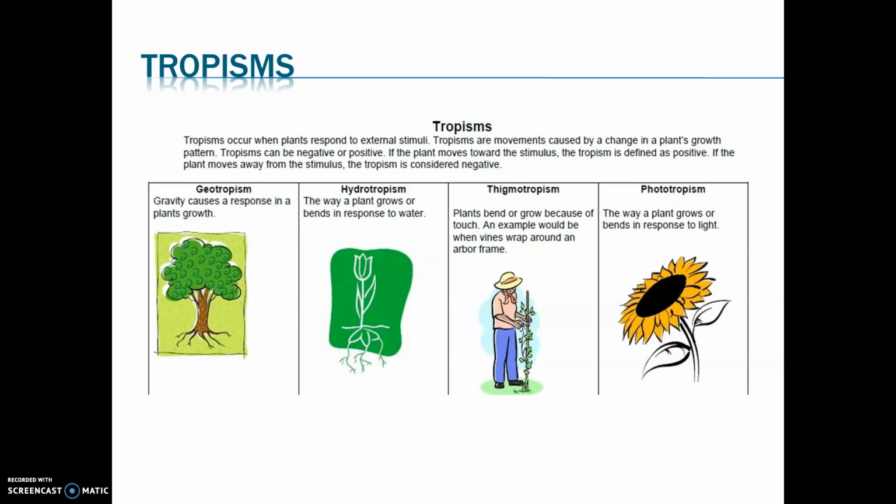And then the last one is phototropism. Phototropism is a response to light. So your plant is going to bend and turn to try to get as much light as possible. The best example of this is a sunflower. Those sunflowers move throughout the day following the sun. That way they can soak up as much sunlight as possible and do as much photosynthesis as possible.